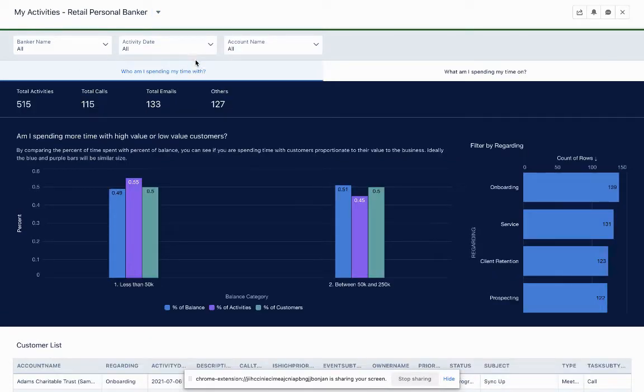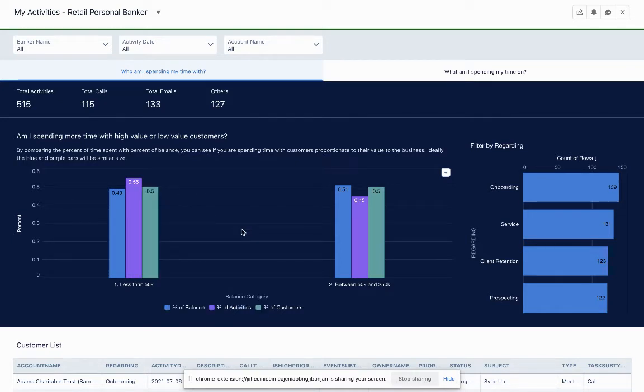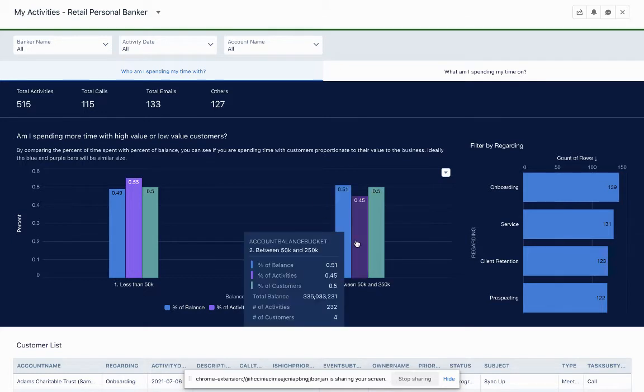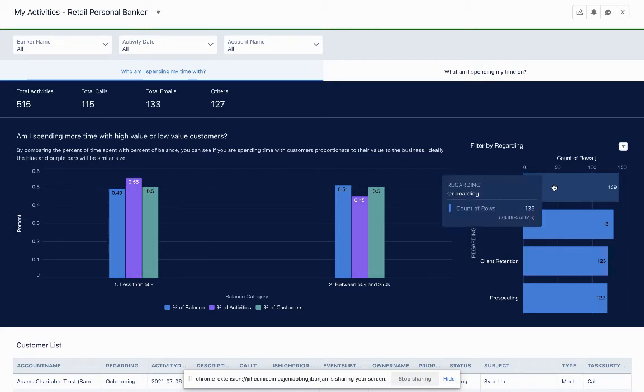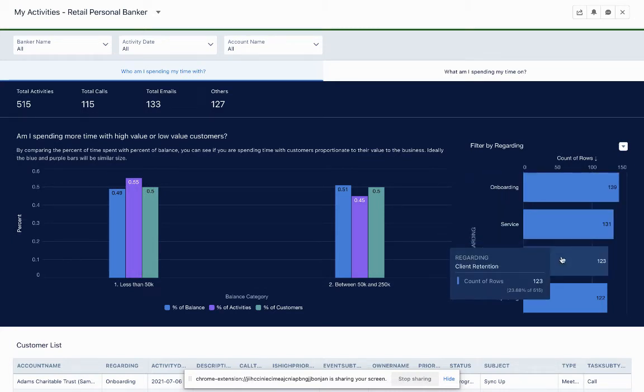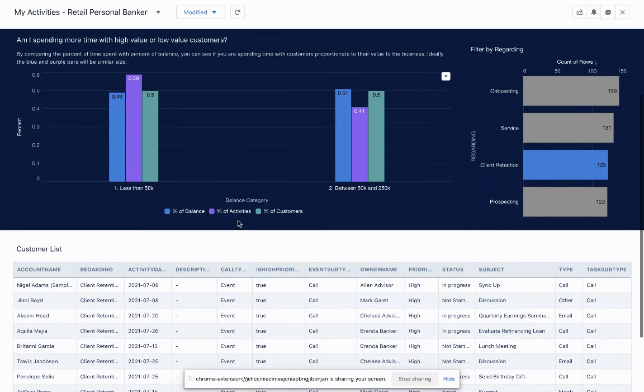Going to my activities. So am I spending more time with high value or low value customers? If I look here, if less than 50,000, I'm spending about an even proportionate of time than between 50,000 and 250,000. And then I can look at how many of them are based upon the client retention activity. I'm seeing I'm spending a little bit more time, less than 50K. They might not know as much. They might be nervous. They might want my assistance more often. And I can get a list of those accounts below.